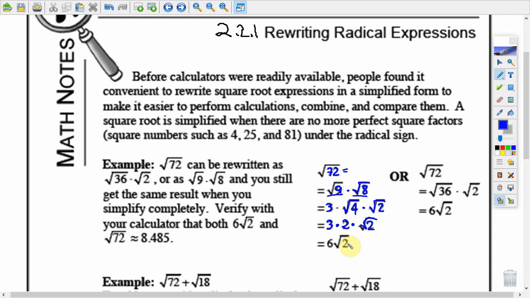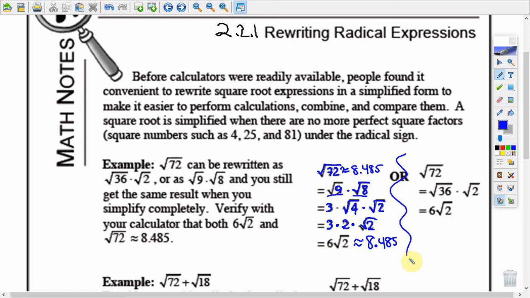Now if you have a calculator handy and you want to double check your work at any time, modern calculators make this easy. We take the square root of 72 and we realize that that is approximately equal to 8.485. And if we take 6 times the square root of 2, you should do this in your calculator to make sure you know how to do it. A lot of students run into errors just keying this in and getting the wrong answer. You should get 8.485 for this as well, which makes sense because we were just rewriting the square root of 72 in a different form as 6 times the square root of 2.